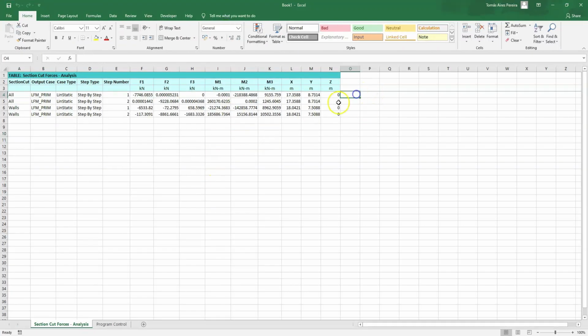Aggregating to Excel, we can easily calculate the ratio of the total forces over, for example, the wall forces over total forces, in both directions. We see that in the x direction, we have an 84% contribution from the walls, and in the y direction, we have 96%.